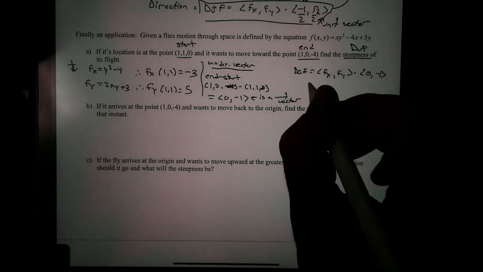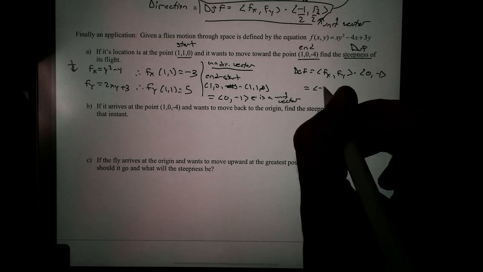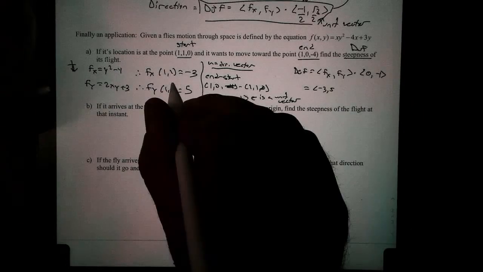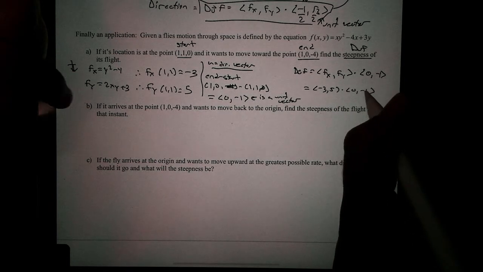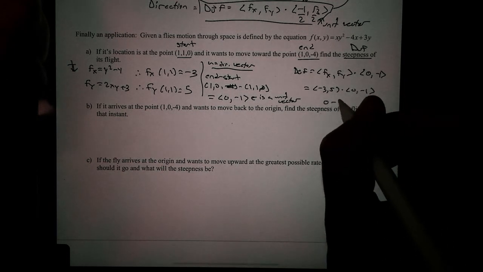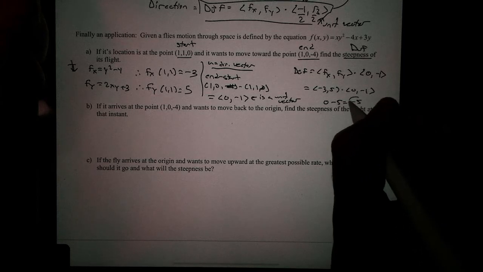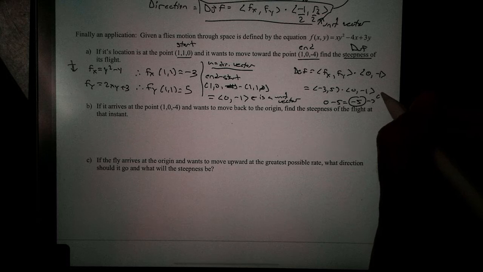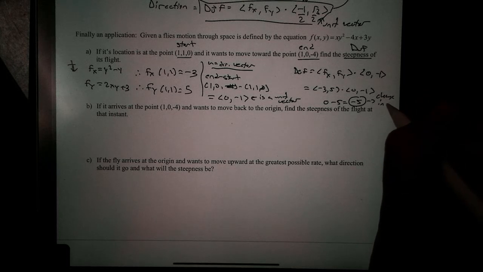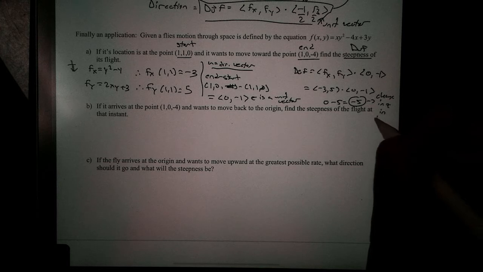If we simplify this, this is really saying f_x, f_y, which is negative 3, 5, dotted with 0, negative 1, and we would get 0 minus 5, which is negative 5. Now remember, this is the steepness, or the change in the z coordinate in the direction of u.